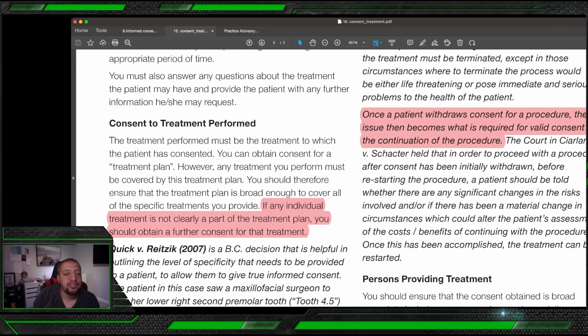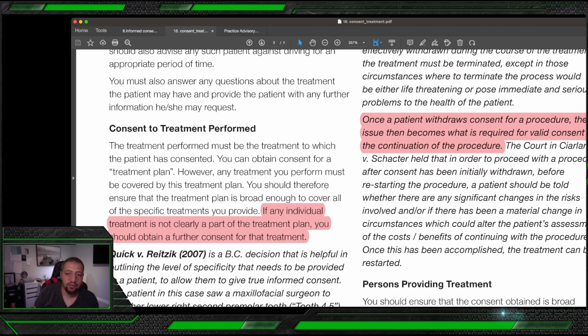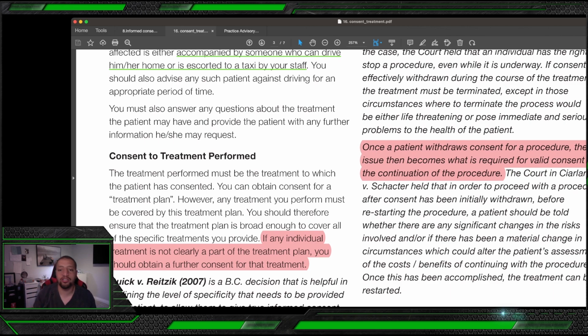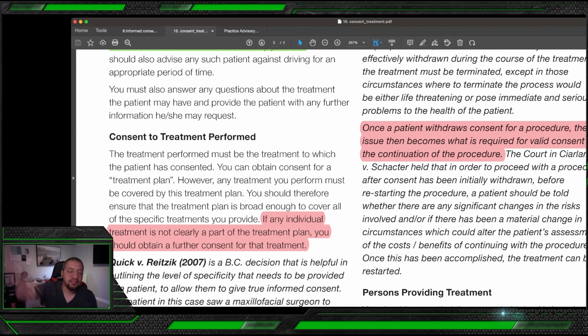And then there is a weird situation here. If the patient gives you the consent and you are doing treatment for him and the patient would like to withdraw his consent, once a patient withdraws consent for a procedure, the issue then becomes what is required for a valid consent for the continuation of the procedure. He speaks here about some medical cases, not dental. Think about it from a dental perspective. If a patient is going for an extraction and comes to your office, you give him freezing, you start the flap, you cut his soft tissue, you start to cut the tooth itself and drill the bone. Here the patient says, no, I don't want to continue, I want to stop.